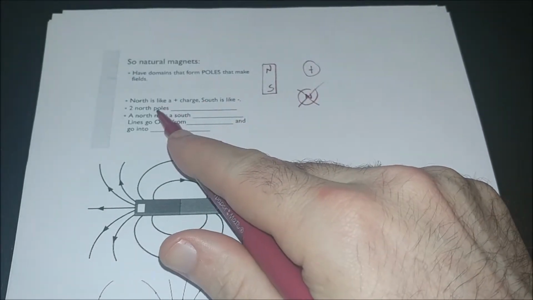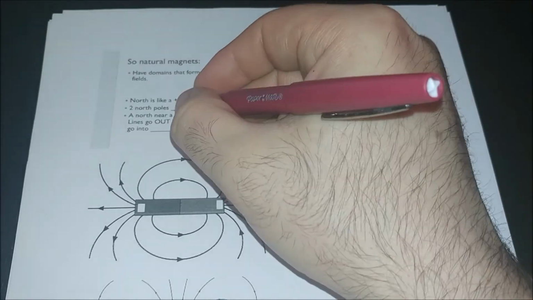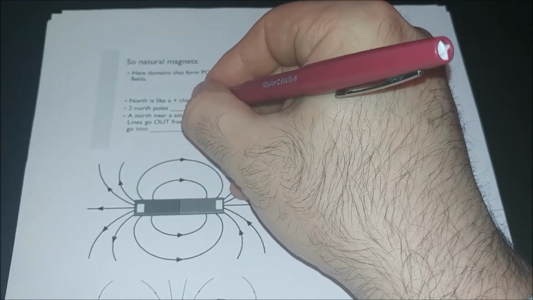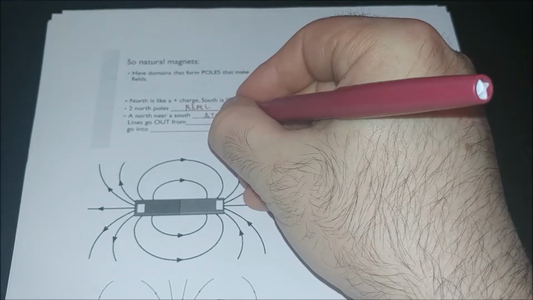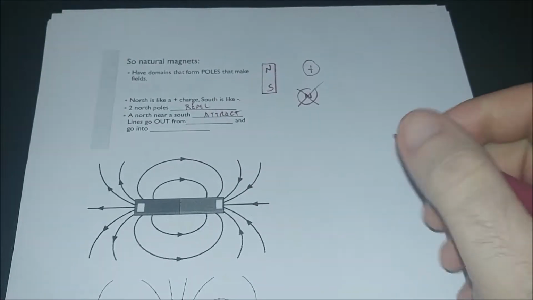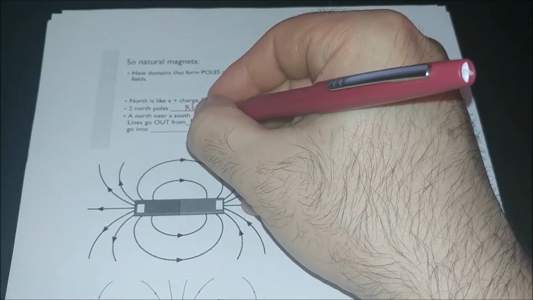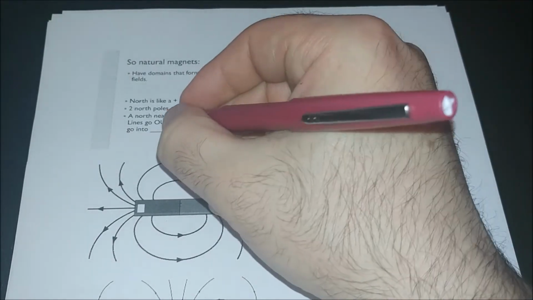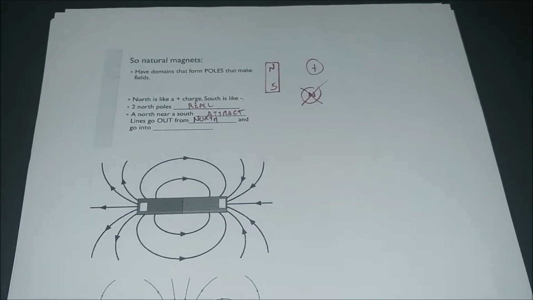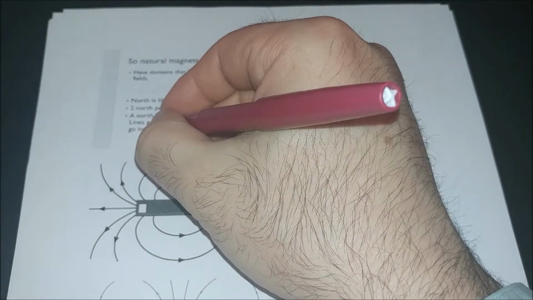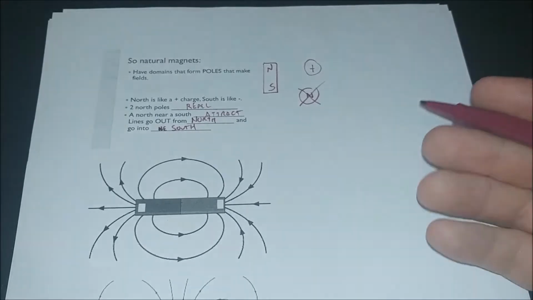What do two positive charges do? Attract or repel? They repel. So two north poles also repel. A north and south is like a positive and negative, those attract. And lines go out from positive, out from north, because north is like positive, and into negative. They go from north to south.